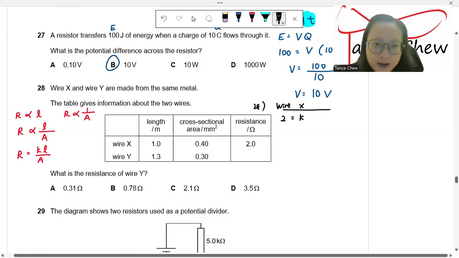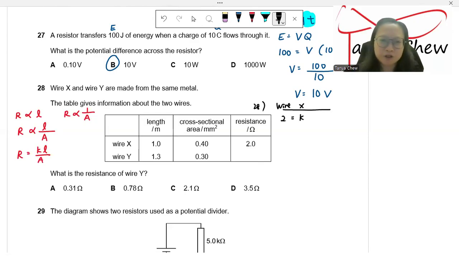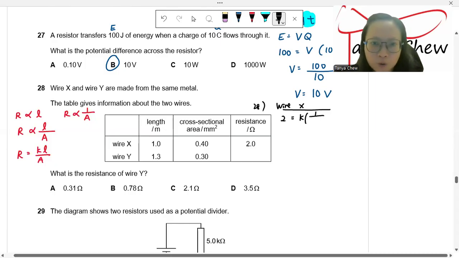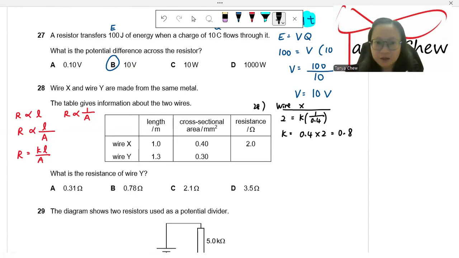And then K, the length of wire X, length and cross-sectional area. I'm not going to change the cross-sectional area to meter square because for Y, it is also in millimeter square. So I'm just going to put the number, 1 over 0.4, and I put K as the subject. So K is equal to 0.4 times 2, which is equal to 0.8. For paper 2, that's the advantage. You don't have to bother about the unit because the K that we are going to use for wire Y also uses the same units. So we can cancel off.